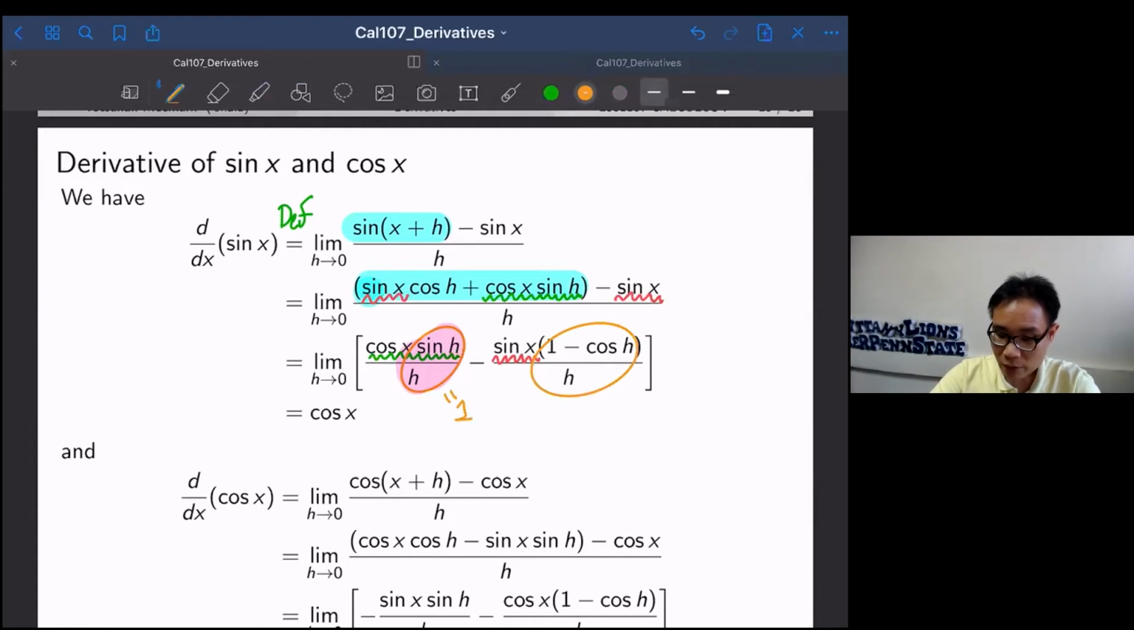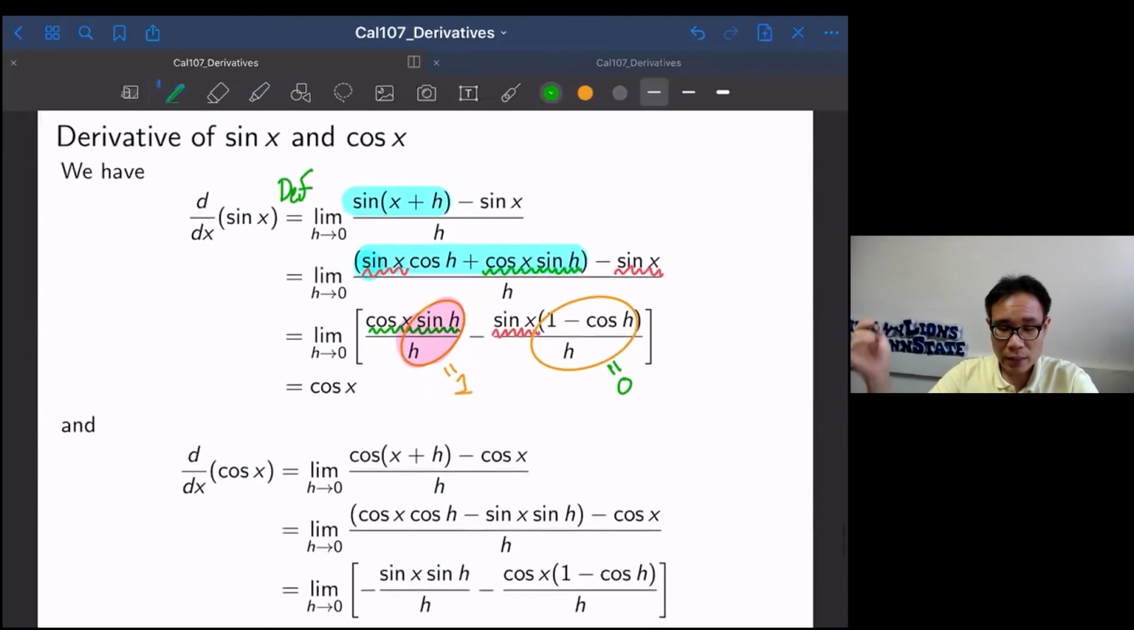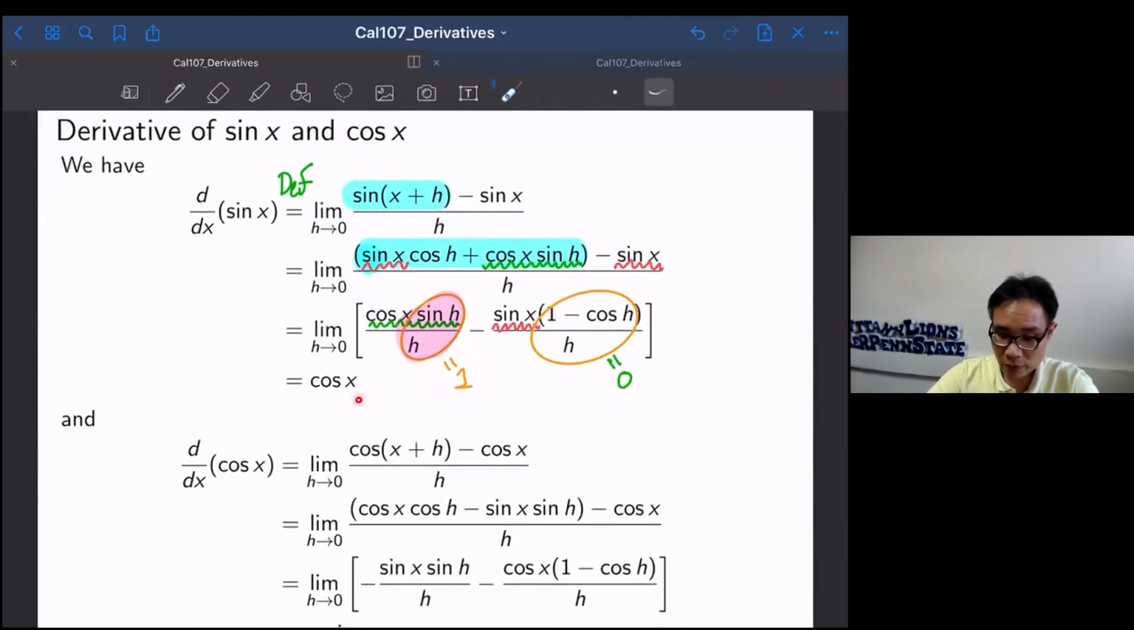And 1 minus cos h over h, as h goes to 0, this limit is the one that we studied on the previous page, and the limit equals 0. So in this case, you would obtain the formula: the derivative of sine equals cosine. Okay, so you have the derivative of sine equal to cosine.